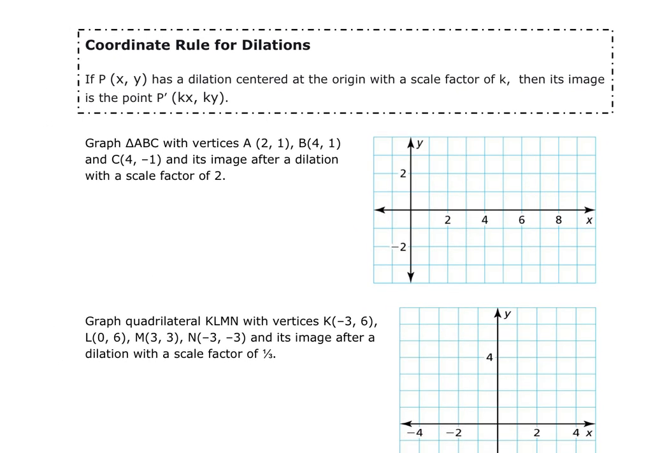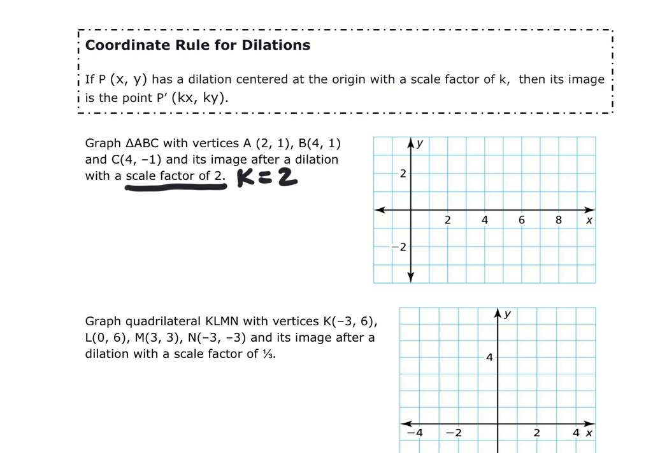All right, so now we're going to actually do some dilations here, okay? As we look at these dilations, we're going to do some that are enlargements, some that are reductions. So we're going to do a little bit of both. This one has a scale factor of 2. So we're going to say k equals 2.